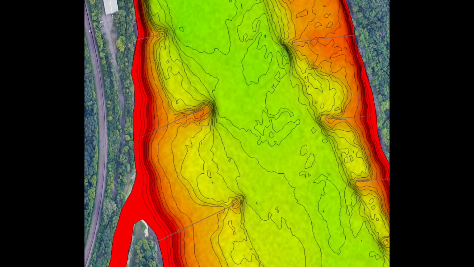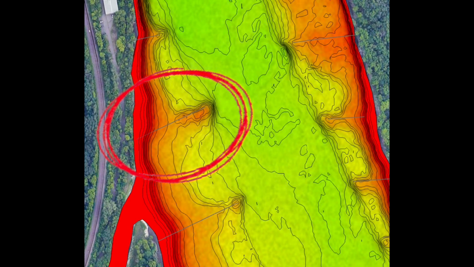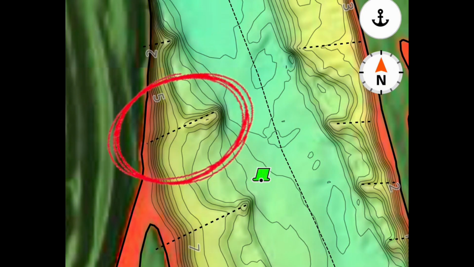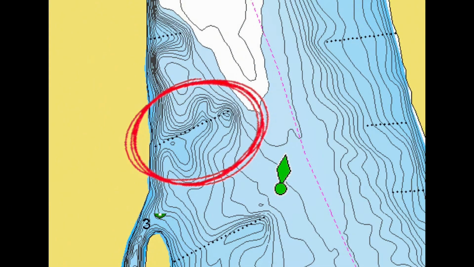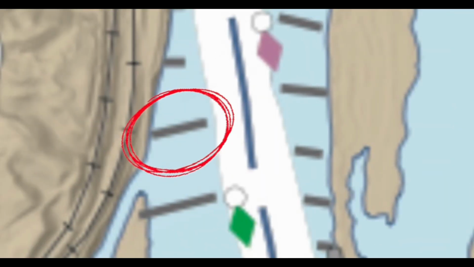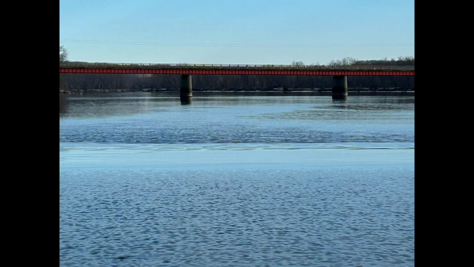The first picture is a wing dam on LakeMaster for the Humminbird users. The next picture is on C-MAP for Lowrance users. The third picture is Navionics for the Garmin users. Picture number 4 is from OnX Fish, and the last picture is old school, taken from the Army Corps of Engineers navigation charts.